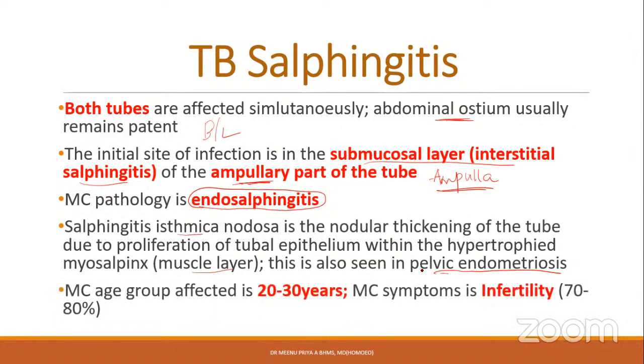So just remember, in genital tuberculosis and pelvic endometriosis, there is salpingitis isthmica nodosa or hypertrophied myosalpinx. And most common group affected for genital TB is 20 to 30 years, young females. And then most common symptom is infertility.